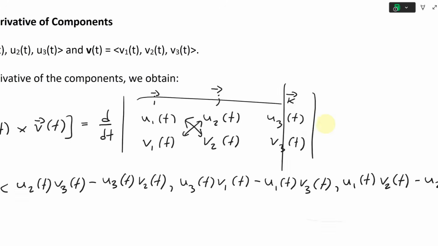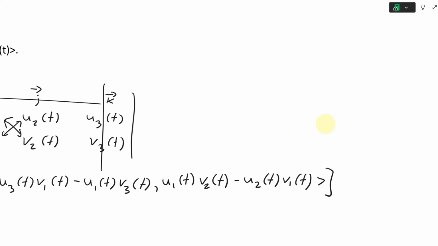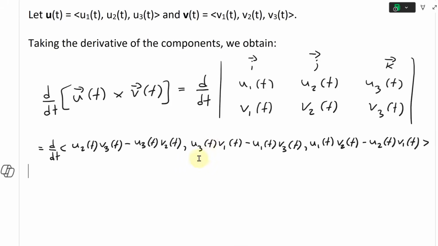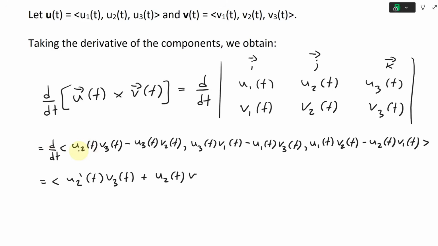And then we take the derivative of that. We don't need this extra bracket. I quickly shrunk that and put it in here. Now we take the derivative inside each one. We basically take the product rule here, here, here, and each of the others, so six product rules. It's going to be equal to u2 prime of t and then v3, plus, and now the next one is going to be u2 normal, and then v3 prime.